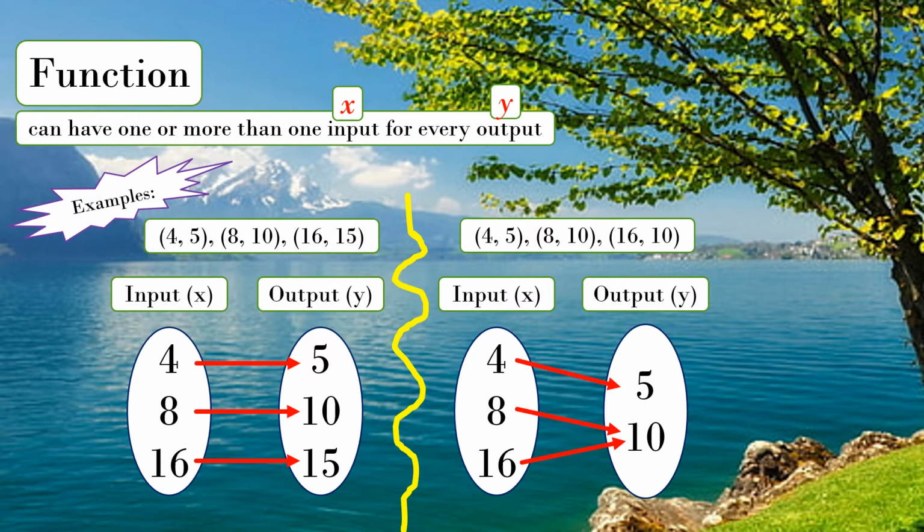So, in here, notice that one value of the output, which is 10, has more than one input. So this diagram shows a relation that is a function. A function that has more than one input for every output. Have you understood? Good. Very good.